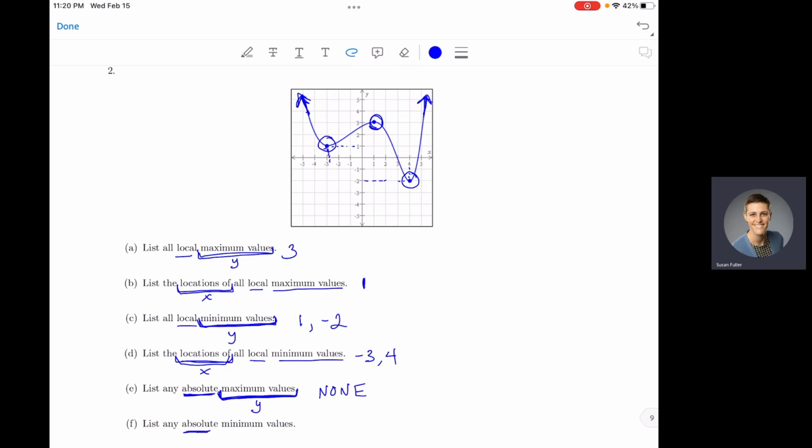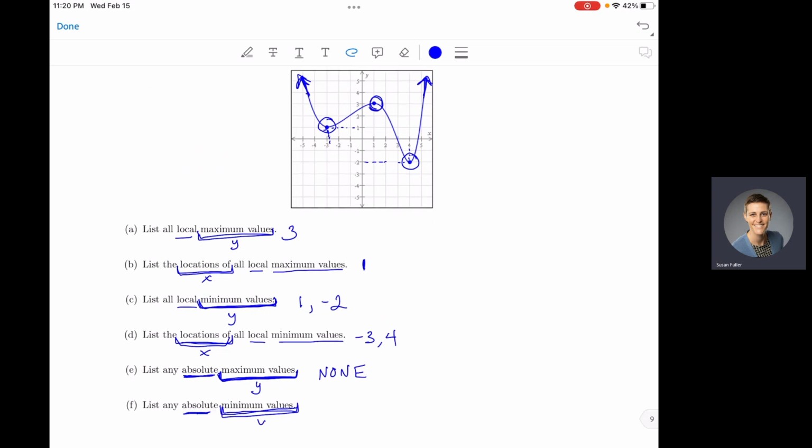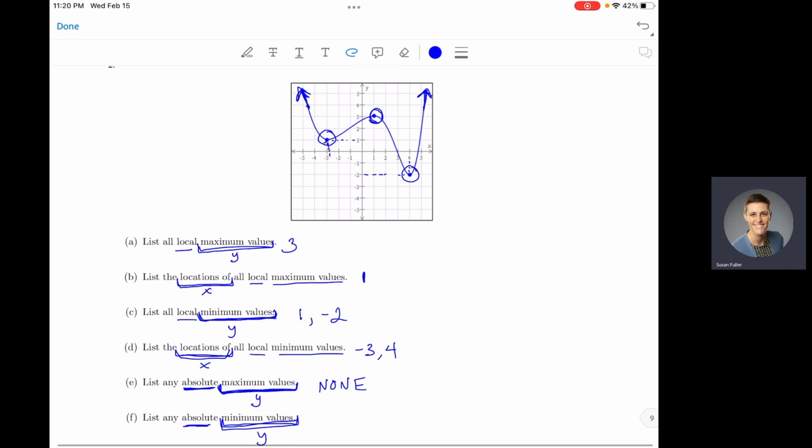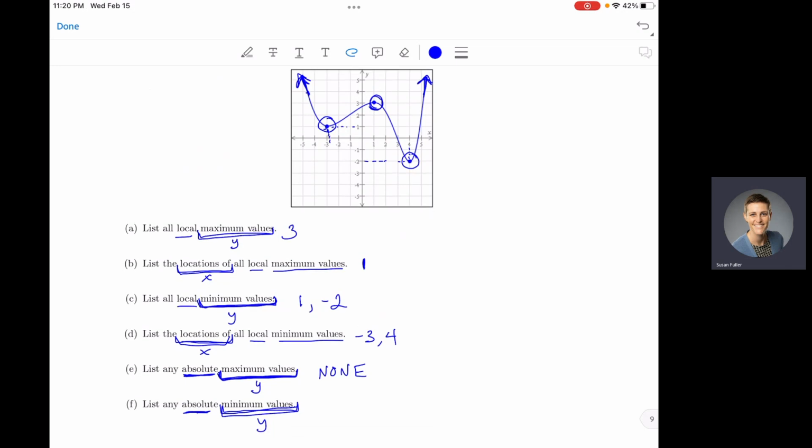Okay, how about absolute minimum values? Again, minimum values, that means y. We are looking for the single lowest y value that our function achieves, and this one has one. This point is the absolute lowest point that our function reaches anywhere on the whole function. And so that's our absolute min. Now, we want to list the absolute minimum value, which means the y value. I'm going to refer to this point by its y value, which is -2.